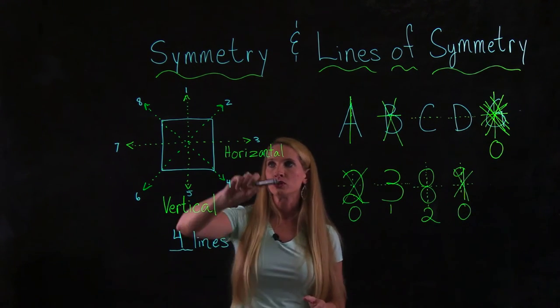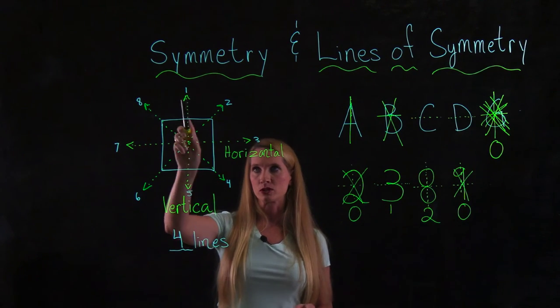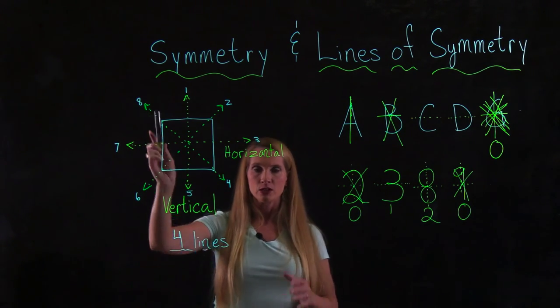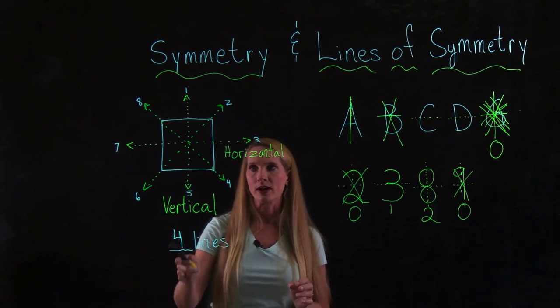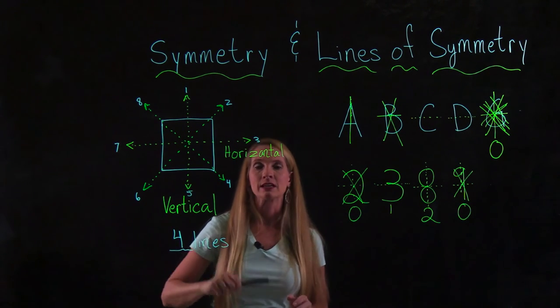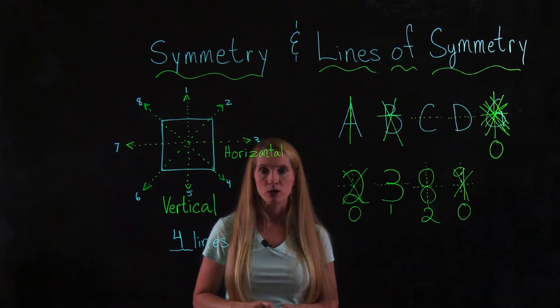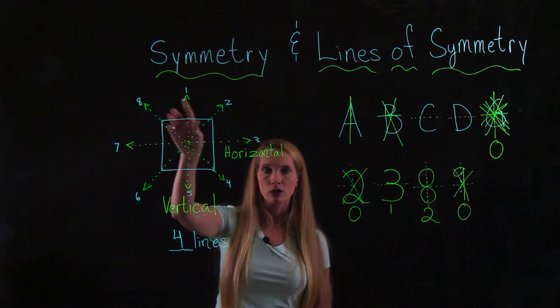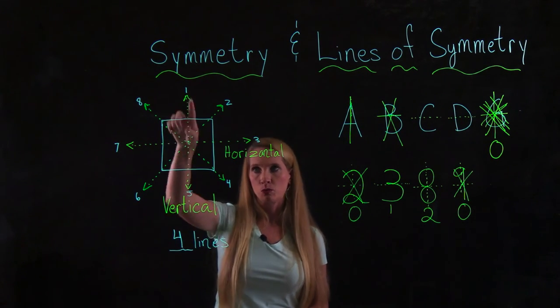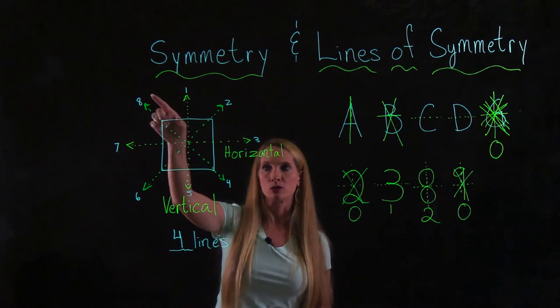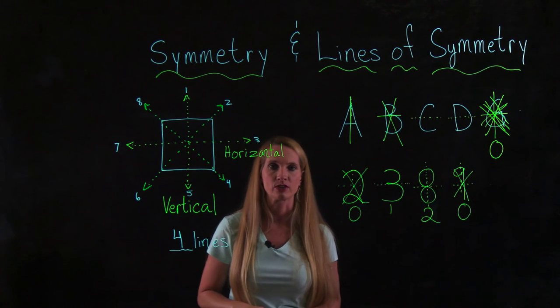So remember, even though you count all of the lines, 1, 2, 3, 4, 5, 6, 7, 8, you could fold it different ways, but you actually only have 4 lines that run through your shape. So you have 4 lines of symmetry, 1 vertical, 1 horizontal, and then 2 diagonal in the different colors.